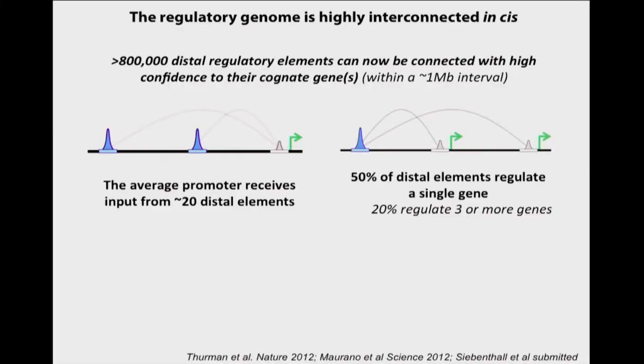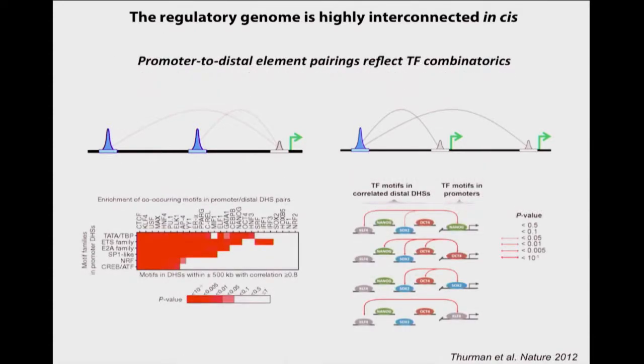But then what you can do is you could say, okay, if I go and look at the sequence in the promoter, and I look at the sequence in this distal element, which is supposedly connected with this promoter, are there any common features? Like if I see this here, do I see this here? And it turns out that there are some really stunning relationships that fall out.